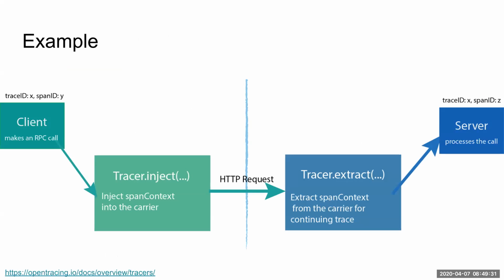So it's just the basic unit in OpenTracing. We have the trace, we have the span, and if you need to propagate some information to a different service, you need to pass the span context.